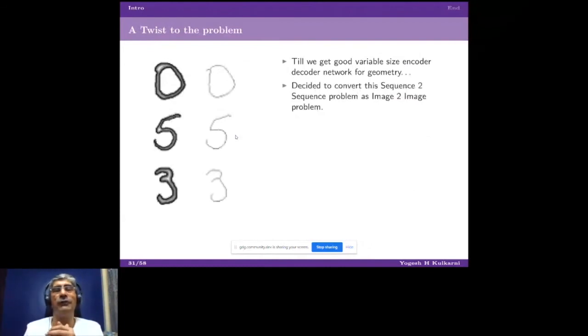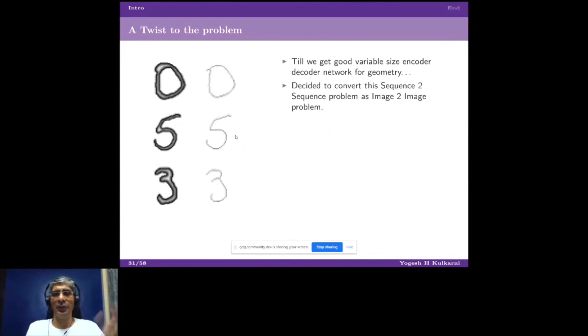Then I thought of one more simplification. What would be a fixed size thing and still capture the variability? Can I have images of these shapes? An image of the outer polygon or outer shape, and an image of the midcurve. Now this becomes a fixed size image on the input and a fixed size image on the output. So then it's possible to do machine learning and deep learning, isn't it? So we have converted a sequence to sequence problem to an image to image problem.